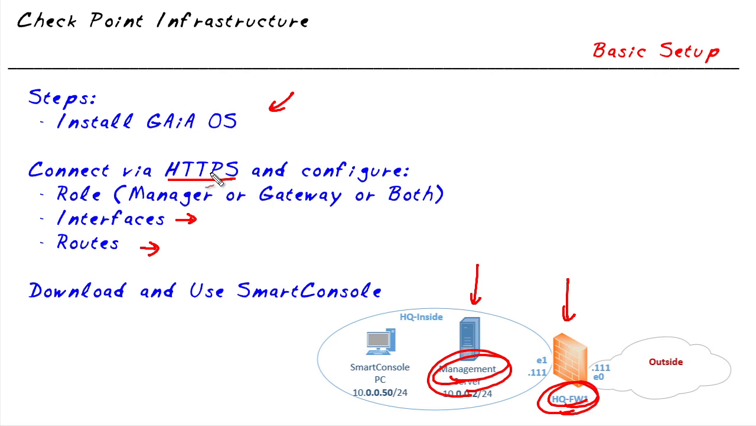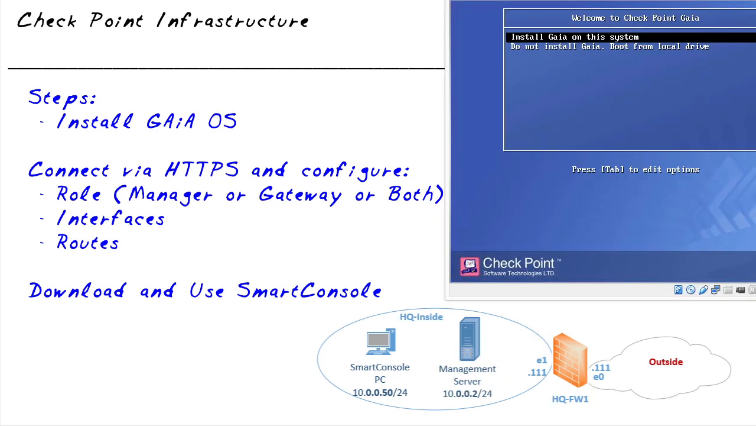Then the last step is to download these Smart Console clients. Primarily, we're after Smart Dashboard, and we sit right here at this Windows computer using Smart Dashboard, which is connected to the manager where we create all of our policies and rules. And then when we're ready, we tell the manager to push those policies out to the gateway for enforcement. So our first step is going to be to install the Gaia operating system.